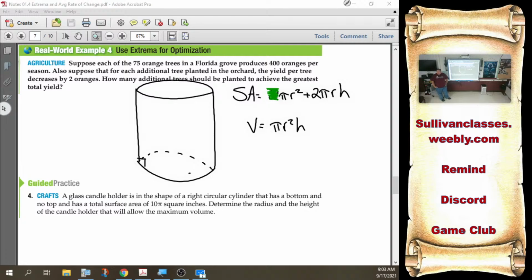So, now what? Maximize the volume. All I got is what? Start plugging in what you know. What other information did they give us? The surface area is 10 pi.